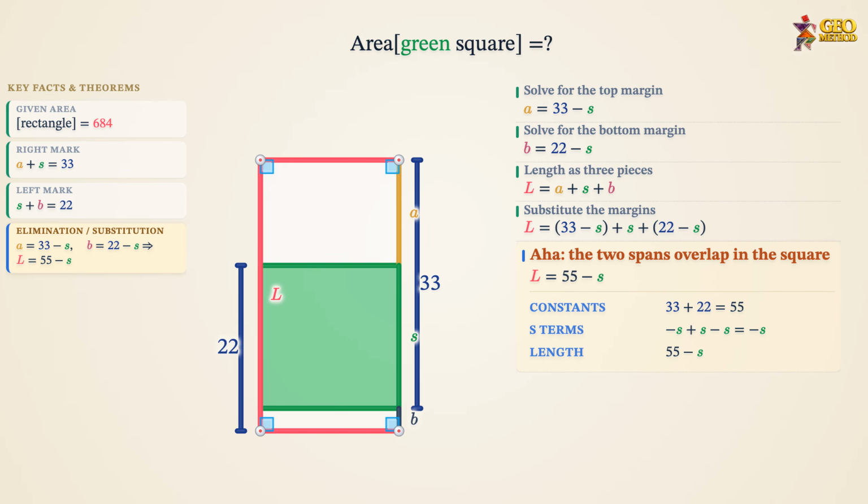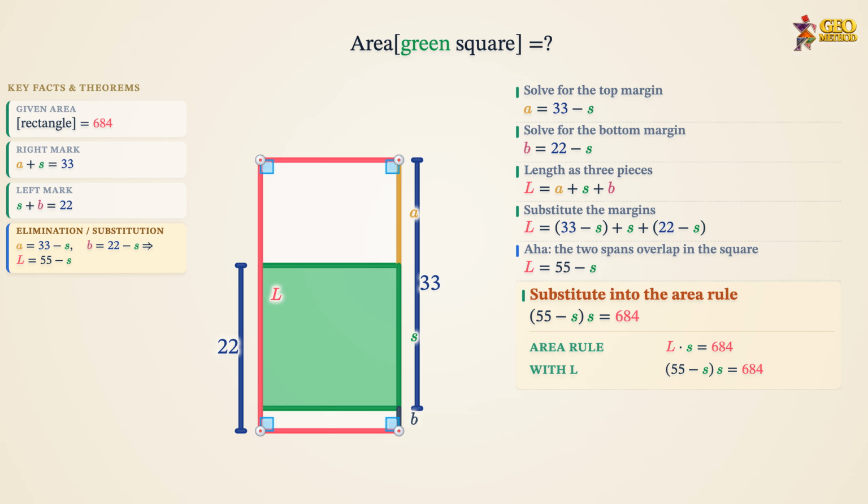Aha! The spans 33 and 22 cover the rectangle once, but they cover the square twice. So their sum is rectangle length plus square side. L plus S equals 55, or L equals 55 minus S.